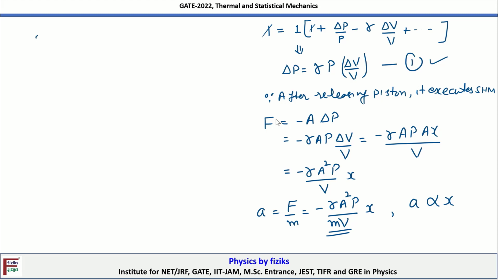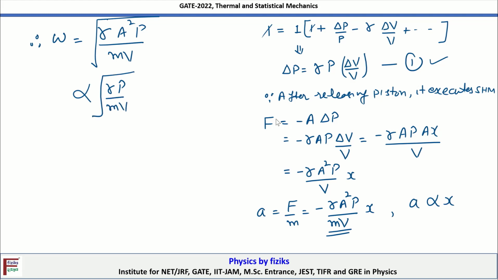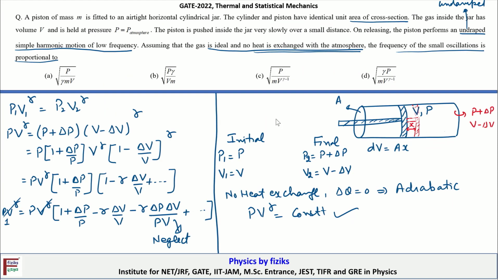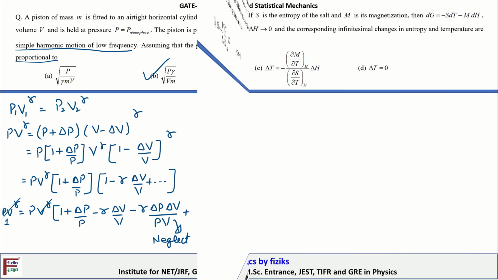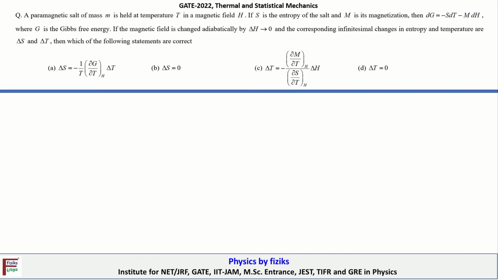Okay, so therefore omega is equal to the square root of gamma A square P upon MB. So that means it's proportional to the square root of gamma P upon MB. Therefore we conclude that option B is the correct one. So let's continue with the next problem.